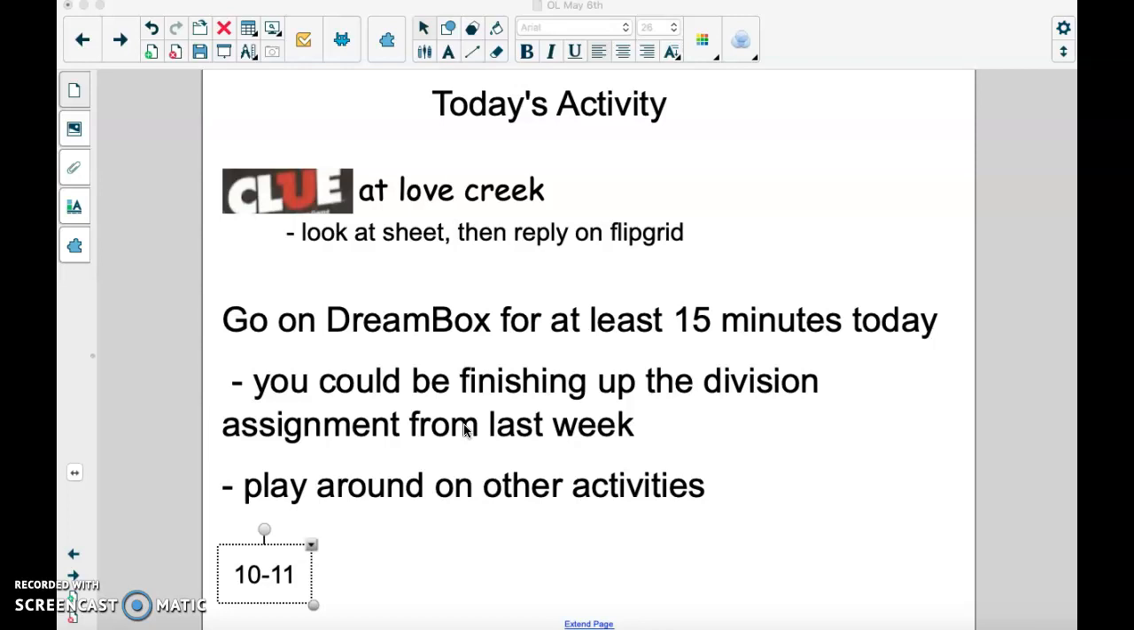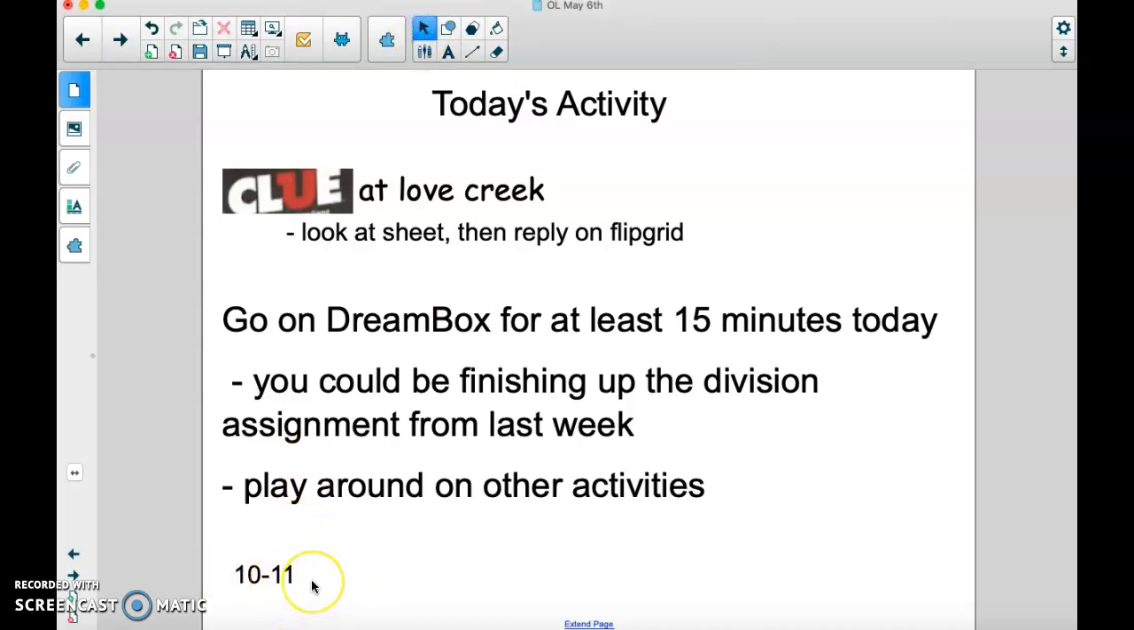I will be looking. I also have office hours today from 10 to 11. So if you have any questions about any of this, please make sure to come. You know you can message me on Schoology.